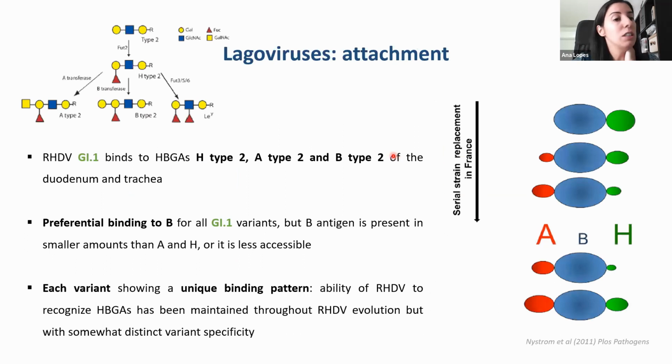Our knowledge was restricted to G1.1, which is the classical RHDV. We do know that it attaches to histo-blood group antigens. I already mentioned this in the previous slide. These are glycans, and the name might not ring a bell, but if I tell you that these glycans include the determinants of blood type, you will immediately recognize the A, the B, and the H, which corresponds more or less to the O.